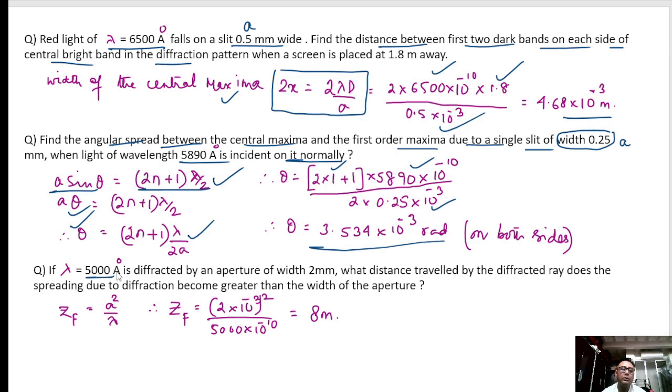Now lambda given to us, width of the aperture given to us, what distance traveled by the diffracted ray does the spreading due to the diffraction becomes greater than the width of the aperture. That means diffraction will now start. So using Fresnel's law, this is the Fresnel's distance, a I know, lambda I know, we can get. That means minimum how much it can travel before it gets diffracted.